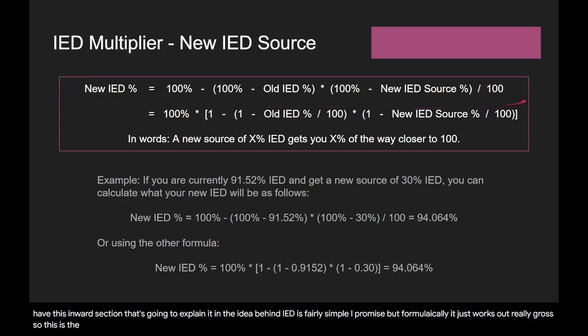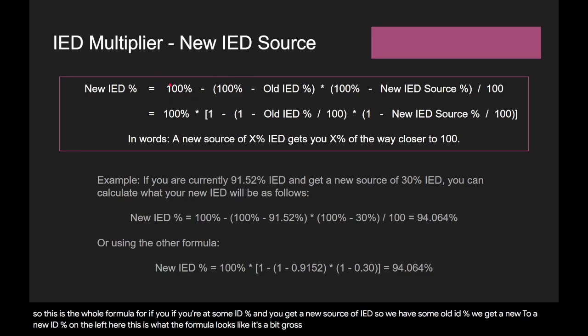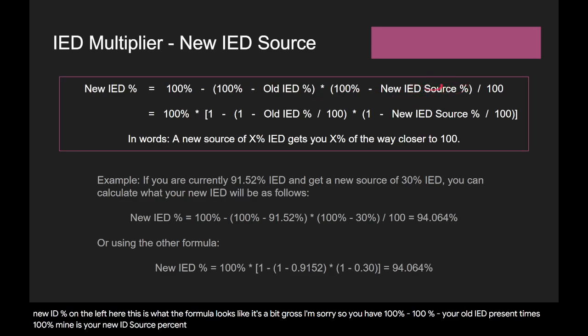So this is the whole formula for if you're at some IED percent and you get a new source of IED. So we have some old IED percent, we get a new IED source, we're finally going to get to a new IED percent on the left here. This is what the formula looks like. It's a bit gross. I'm sorry. So you have 100% minus 100% minus your old IED percent times 100% minus your new IED source percent. So if you're getting a new 30% source, you would put in 30 here, and then you divide this by 100, and that is going to become your new IED percent.